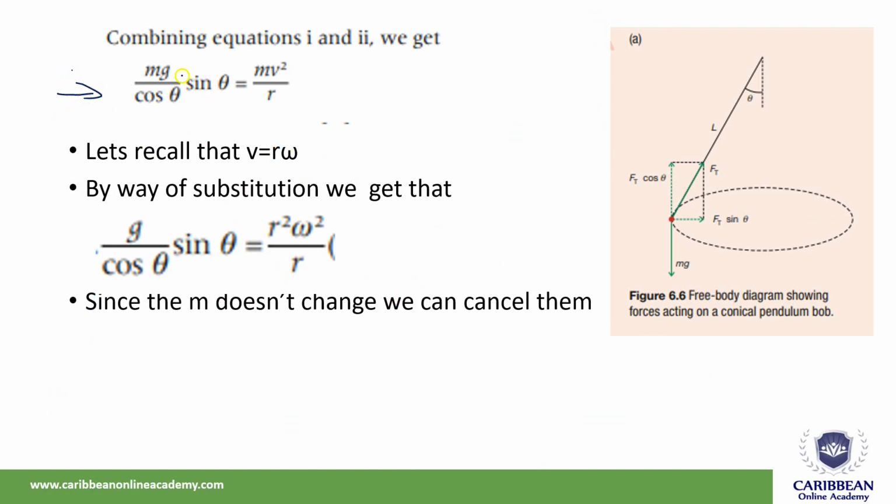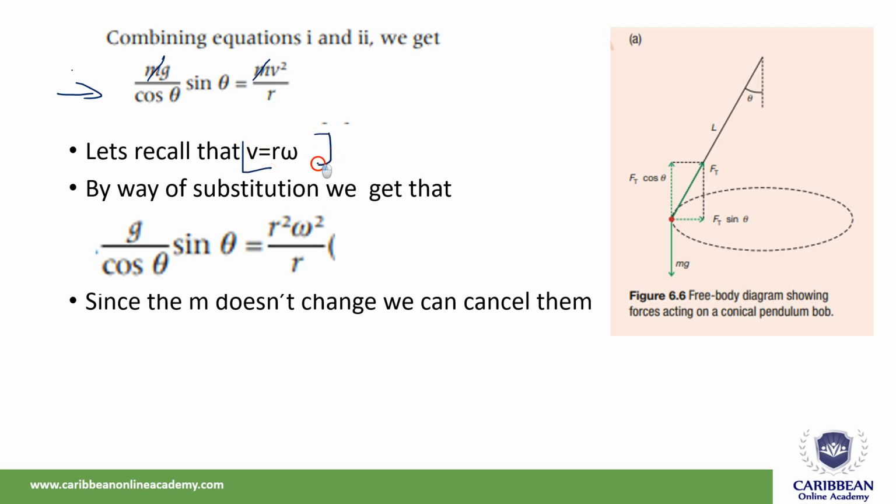Now, mind you, my m's can cancel out. So this m can cancel out this m. That's gone, leaving me with an equation that says g divided by cos theta times sine theta is equal to v squared divided by r. Now I want to recall something I would have learned previously about the linear speed versus the angular velocity.